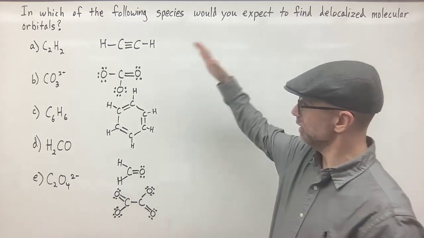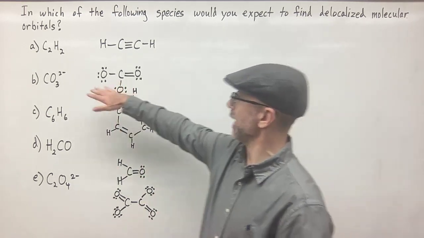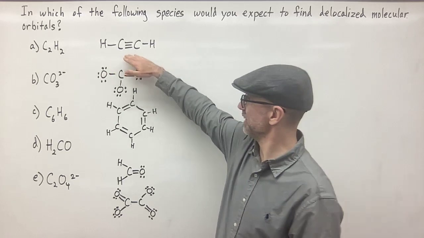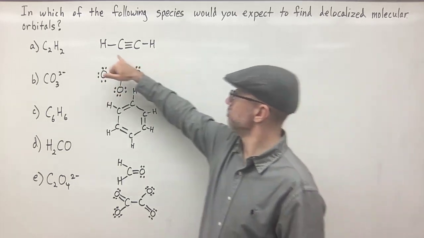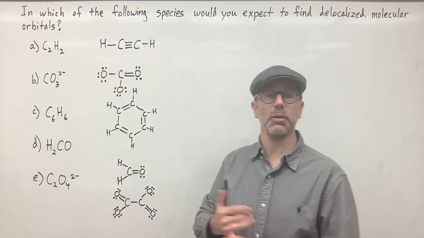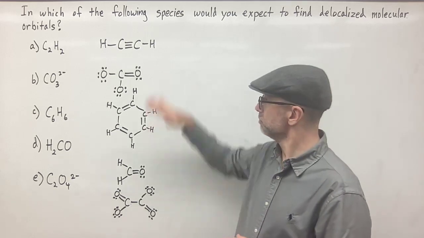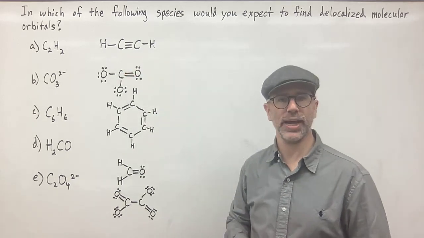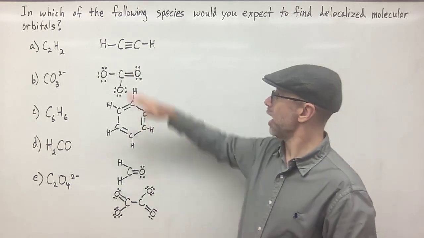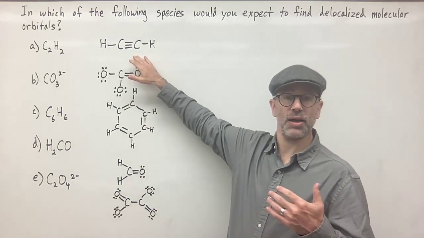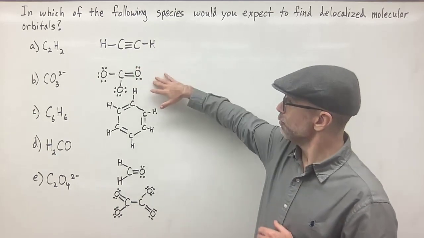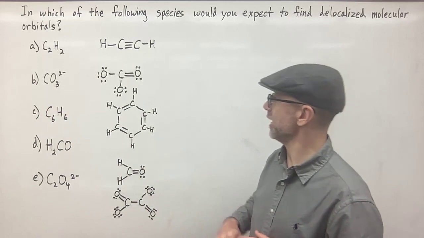So for these particular examples, C2H2, that's acetylene, or also known as ethyne, I should say. So we have a triple bond here, one sigma bond and two pi bonds, and this is the only way that you can represent this molecule. There are no resonance structures, so that would indicate that there are not going to be any delocalized molecular orbitals for this molecule. For the next one, we have the carbonate ion here.